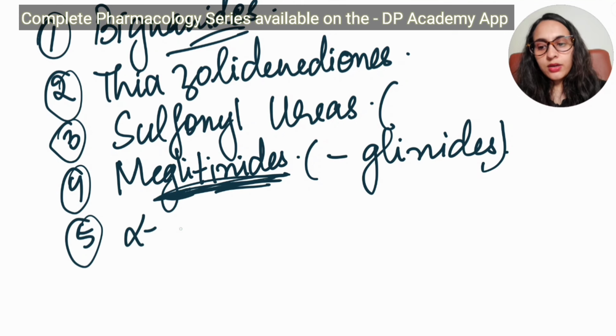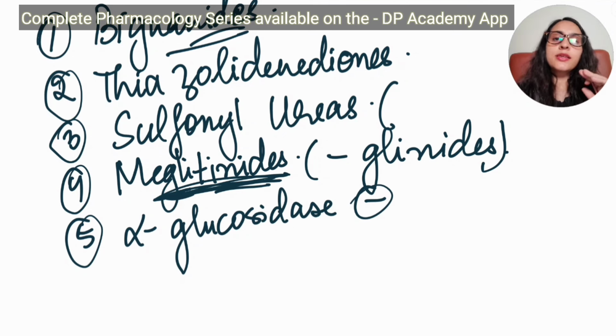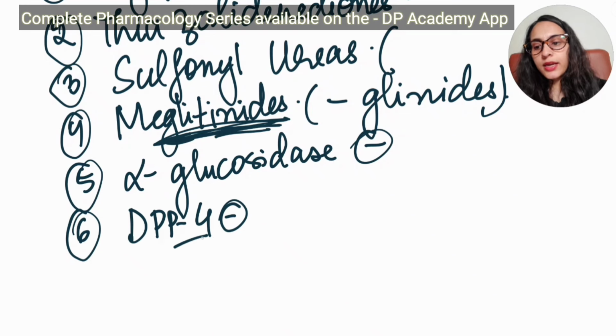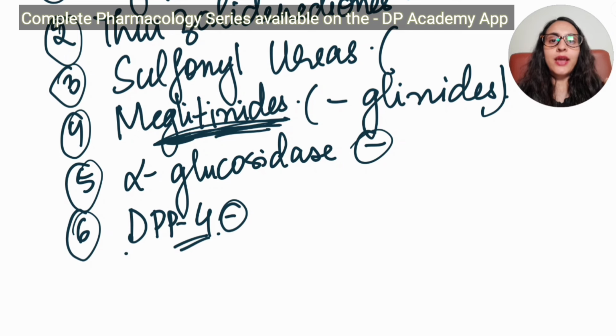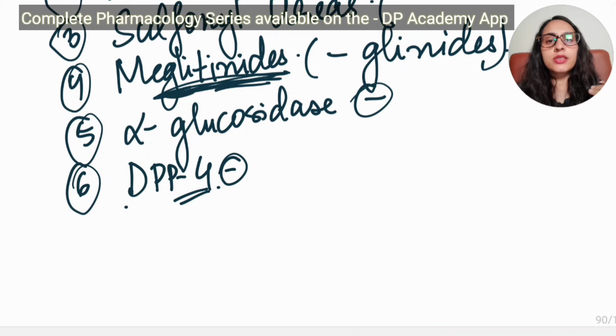Another one is alpha glucosidase inhibitors. Now, alpha glucosidase is an enzyme that converts sucrose to glucose, and if you inhibit this enzyme, then glucose is not formed from the sucrose. Another category is DPP4 inhibitors, and we know the function of dipeptidyl peptidase 4 is that it inactivates GLP-1. So if you inhibit this, GLP-1 will not be inactivated.